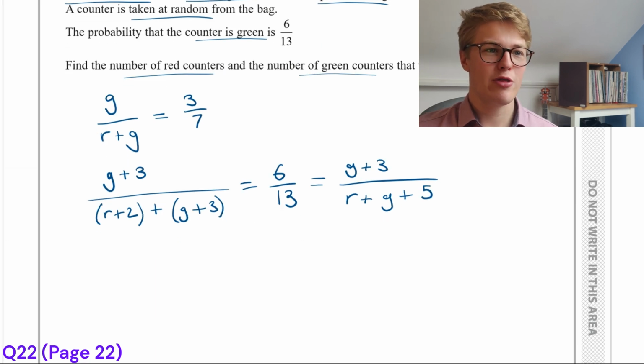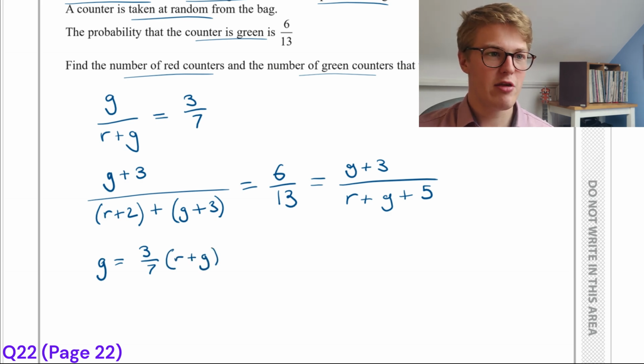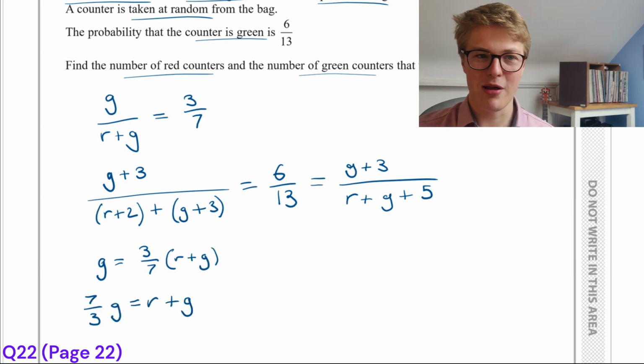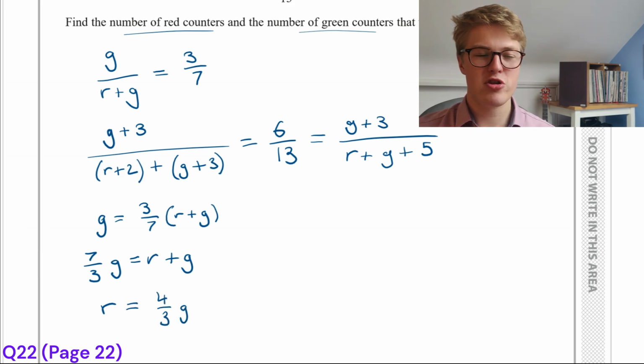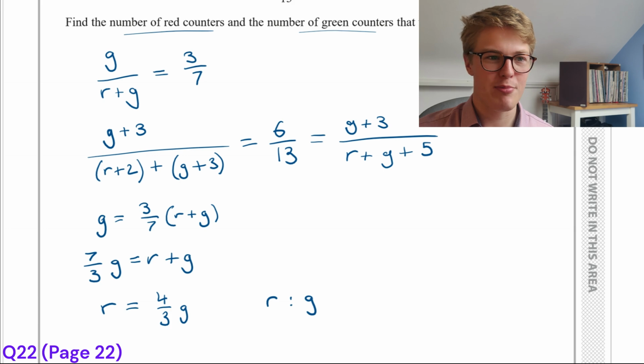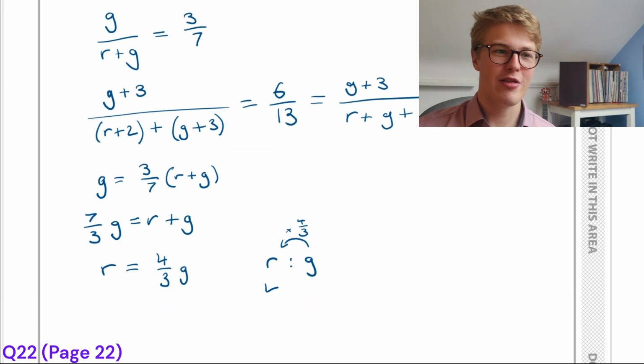So g is equal to 3/7 of r plus g by rearranging our first equation. This leaves us with 7/3 g is equal to r plus g, and therefore r is equal to 4/3 of g. Therefore, the ratio of red to green counters is going to be 4:3, because we multiply g by 4/3 to get to r, so therefore if we had 3 green counters, we'd have 4 red counters.